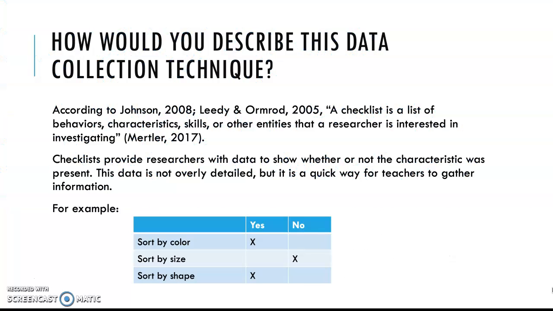So first question was, how would you describe this data collection technique? According to Johnson, Leedy, and Ormrod, a checklist is a list of behaviors, characteristics, skills, or other entities that a researcher is interested in investigating. So essentially, a behavior, so that could be, the student sits in his chair, the student does not sit in his chair, or a characteristic, the student listens, the student does not listen. Skills, the student is able to add numbers, the student is not able to add numbers. So any of those things are things that a researcher might be interested in investigating.